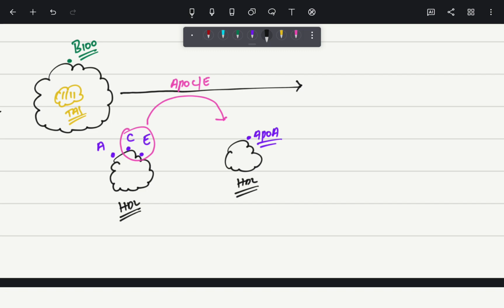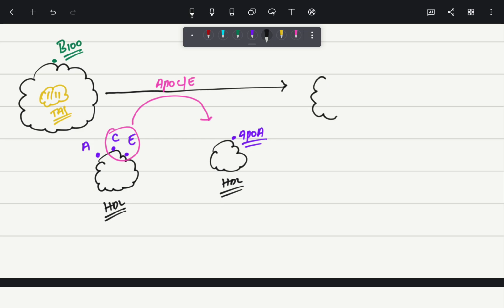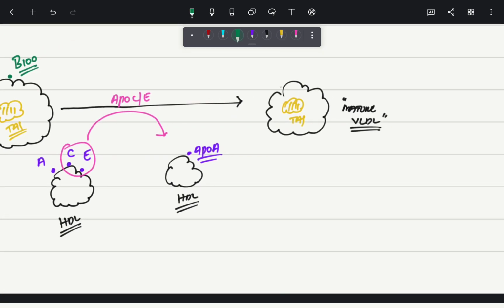Eventually, after receiving apoprotein C and E from HDL, there will be formation of the mature very low density lipoprotein. As I already said, the main lipid component is triacylglycerol. The apoproteins present on it are apoprotein B100, and the two apoproteins delivered by HDL, apoprotein C and apoprotein E.